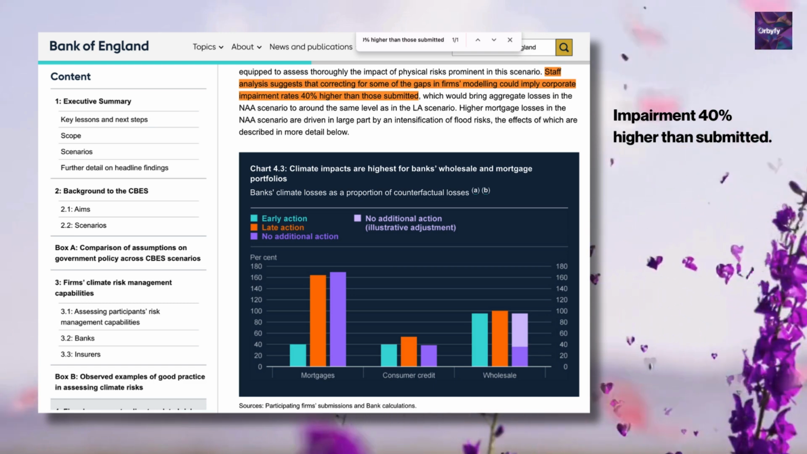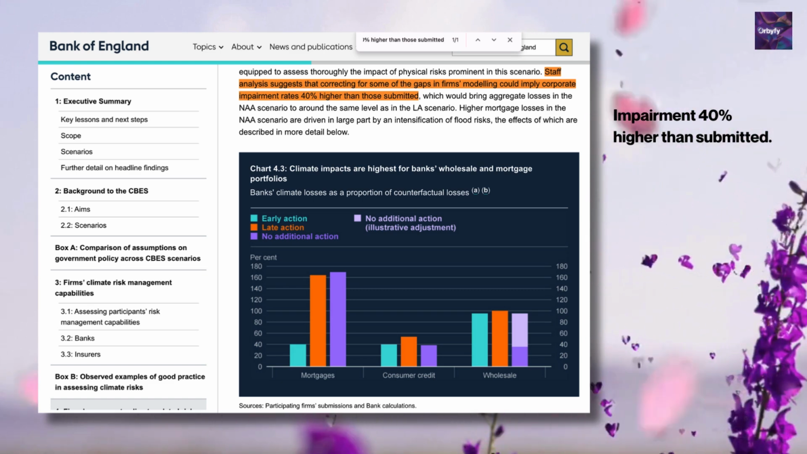And the consequences of this data shortfall are also stark: the potential underestimation of future financial impact. Studies suggest that these modeling gaps could lead to bank impairment rates 40% higher than reported for mortgages and wholesale loans, and for the UK, potentially quadrupling insurance losses, which come primarily from intensified flooding. So these findings paint a clear picture.